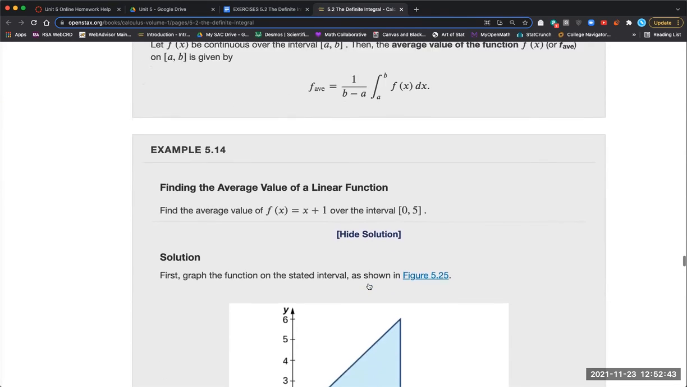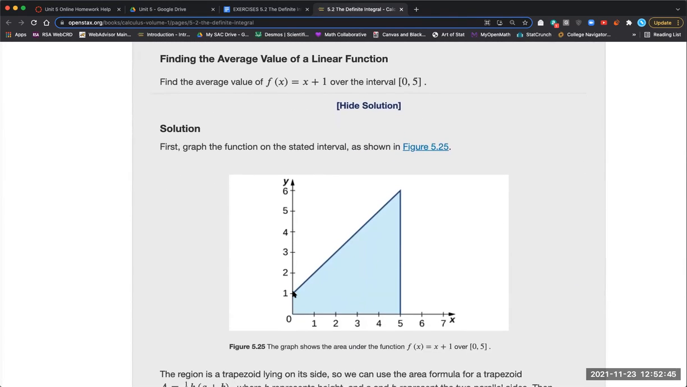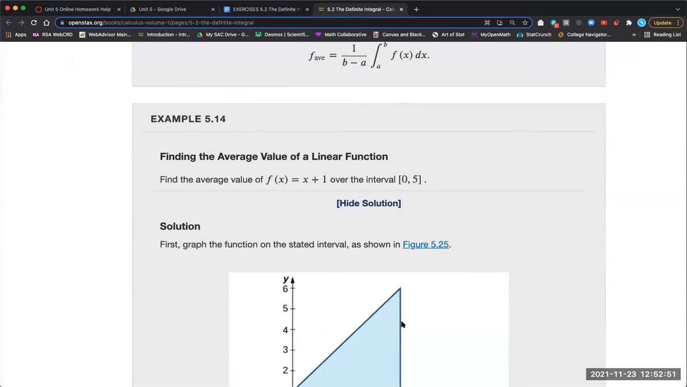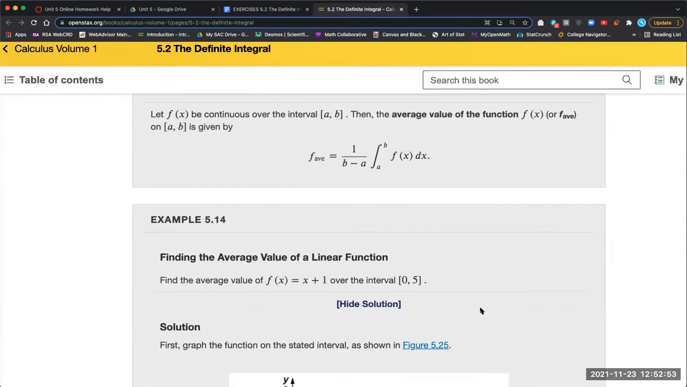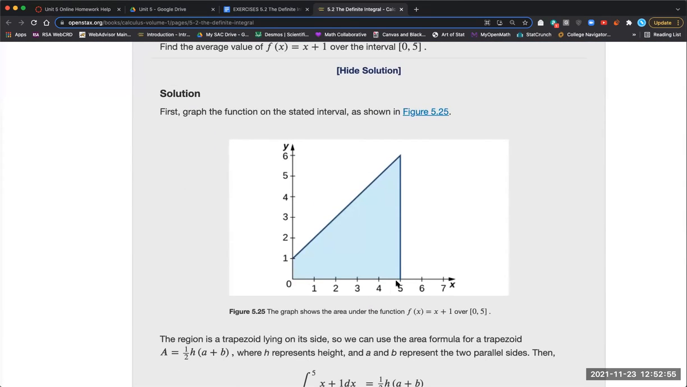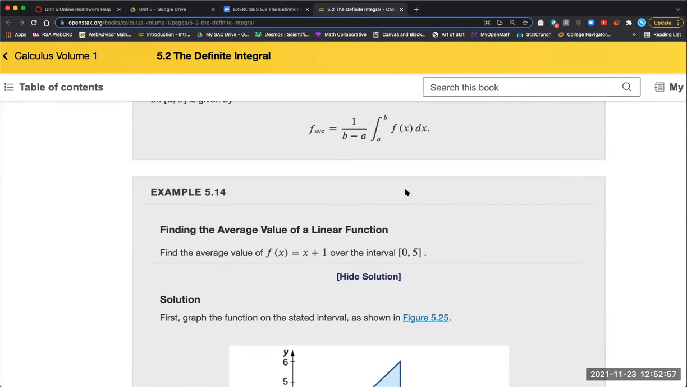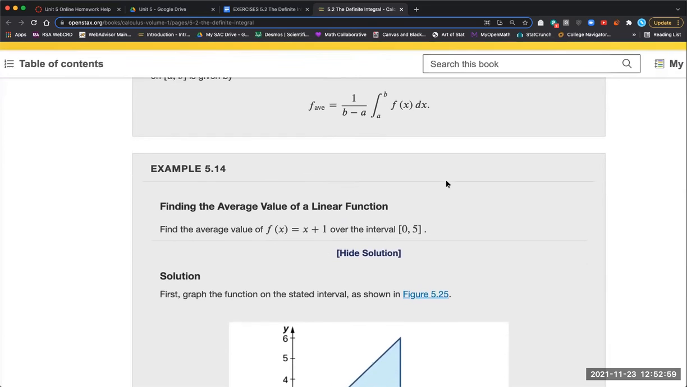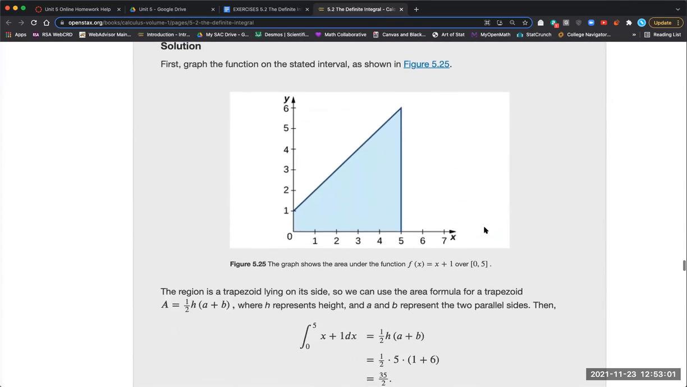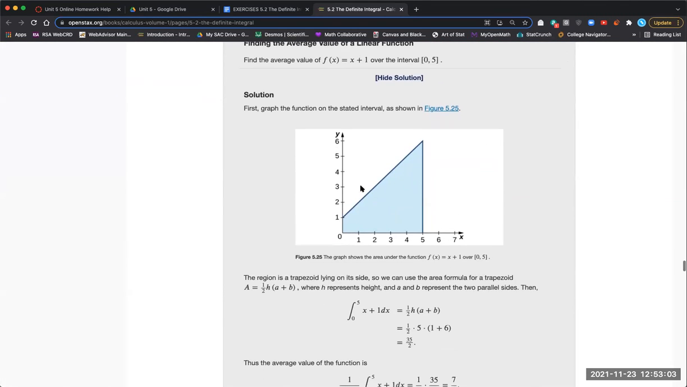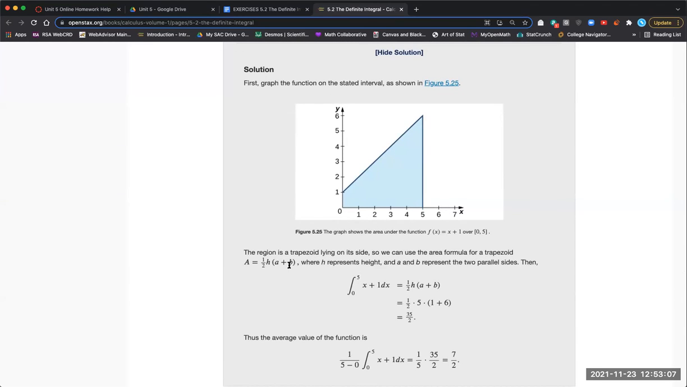So again, it's worth going through the example, understand, see the function has a whole bunch of values. What's the average if we add up all those infinite values? Guess what? The area underneath the curve could do that for us, divided by the range of your x values. That's your b minus a. So it's an interesting application of the average value. Again, here we're still doing it by hand. It's a trapezoid, so you can use a trapezoid formula here to do that.